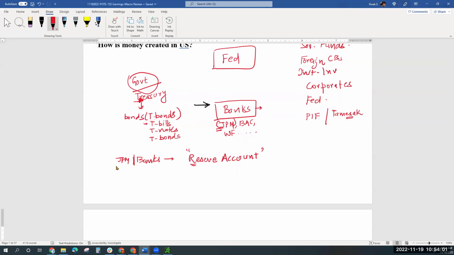So now let's say the Fed is buying $500 billion of bonds. Let's say they bought $500 billion of bonds through JP Morgan. The Fed will credit the JP Morgan reserve account with $500 billion. Where did this money come from? From thin air. There's no printing of money. It's just that in computers, you just update the ledger and say the reserve account of JP Morgan now has $500 billion. So suddenly JP Morgan has got $500 billion out of thin air.